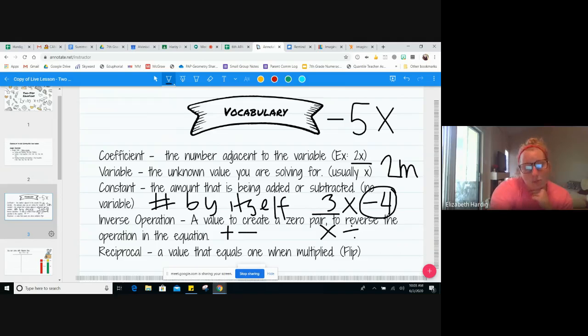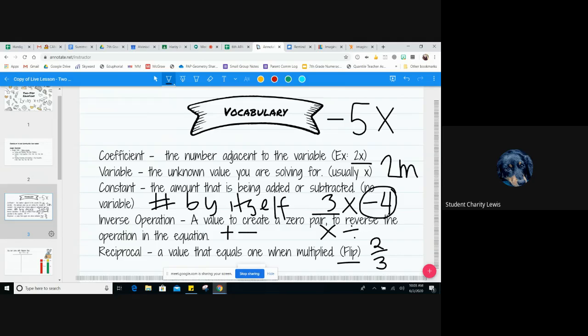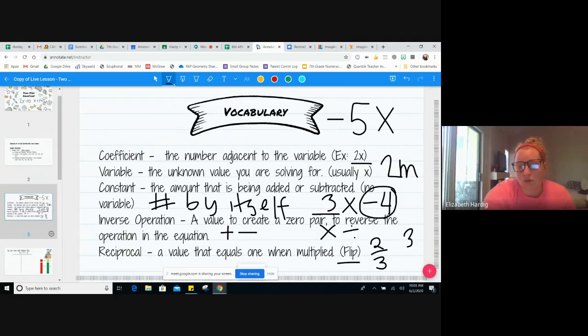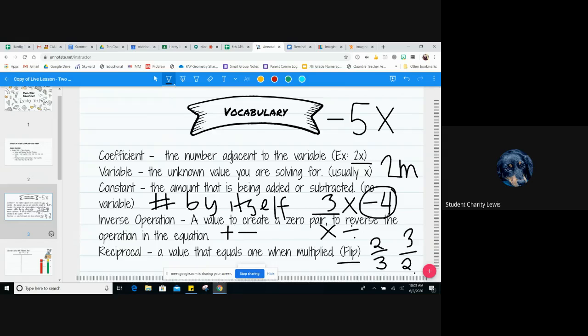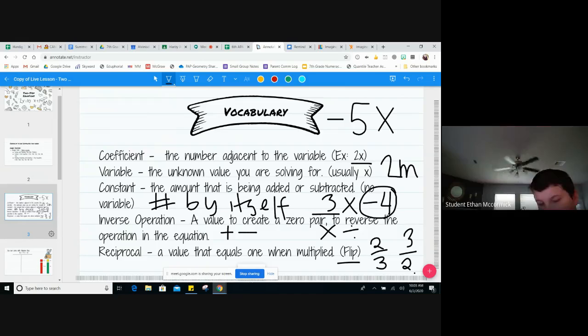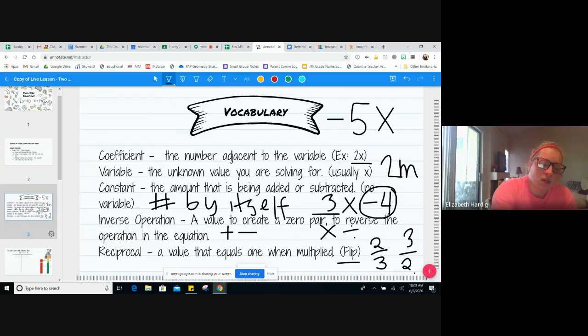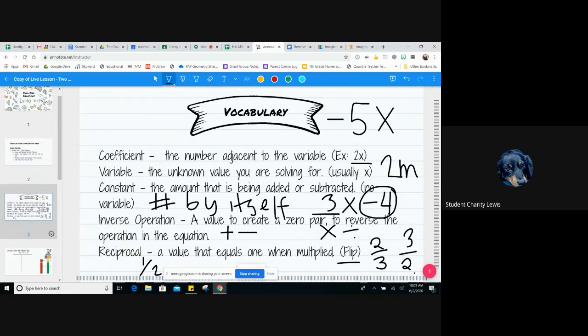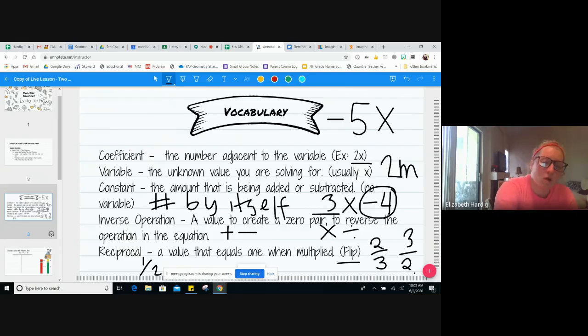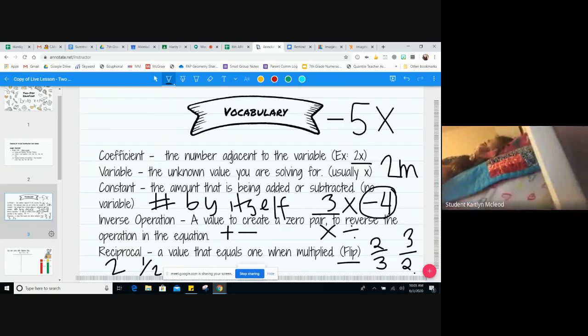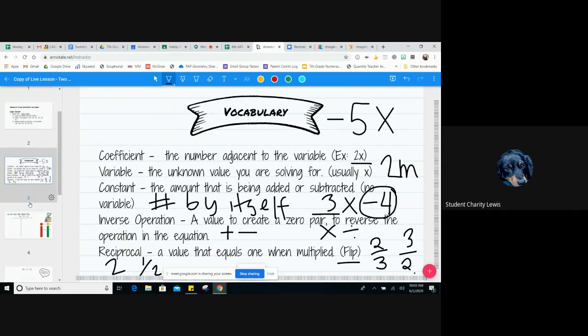And then we have a reciprocal, which is a value that equals 1 when you multiply. This flip, what that means is if I have 2/3, the reciprocal of 2/3 is really 3/2. So do you see how we flipped that fraction? So what would the reciprocal of 1/2 be? 2/1, which isn't that just 2? Yeah. Very good. Great.